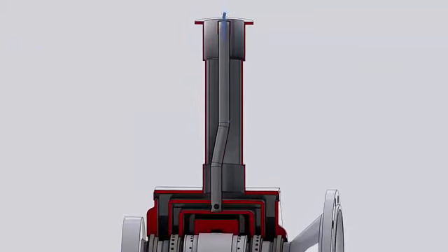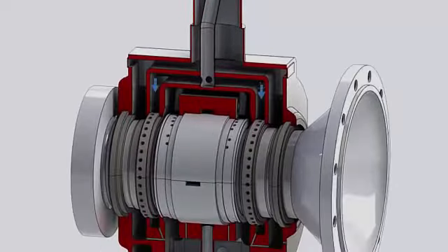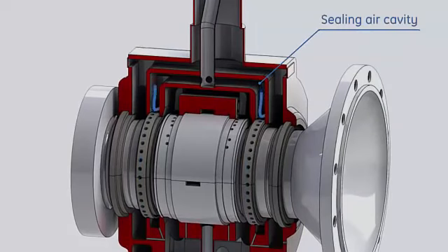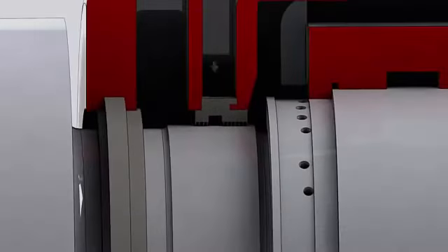Sealing air supplied through a pipe concentric with the vent pipe fills the sealing air cavity and flows between the 2 rows of each of the labyrinth seals. Some air escapes to the vented cavity, and the remaining returns with the lube oil.